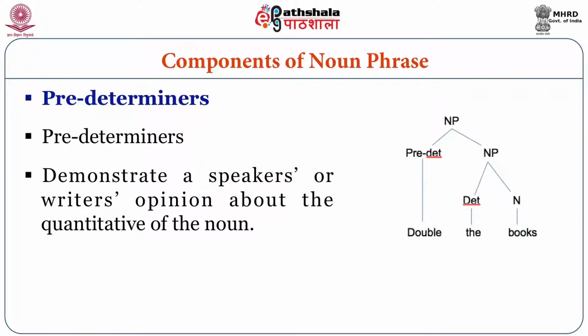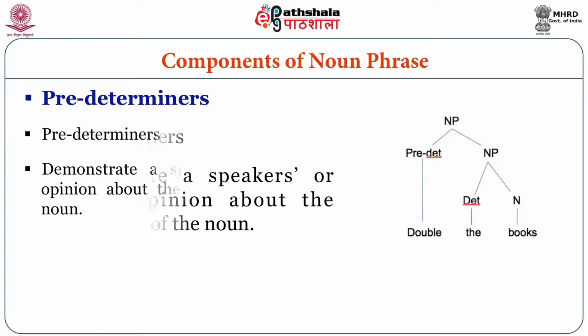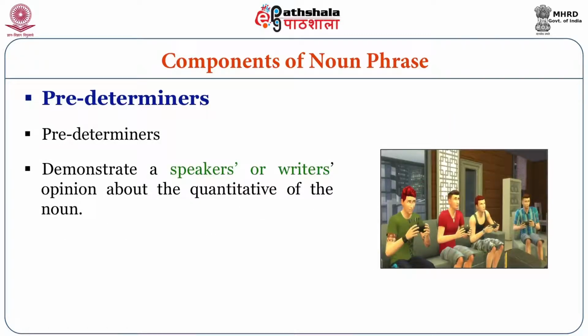Now predeterminers perform a very peculiar function. They demonstrate a speaker's or writer's opinion about the quantity of the noun. From this tree diagram you can see we have the noun phrase, that is the predeterminer, then the double, and then we have the determiner and the noun, the books: double the books. So that has been divided and explained.